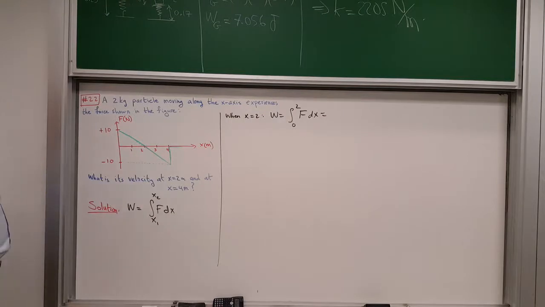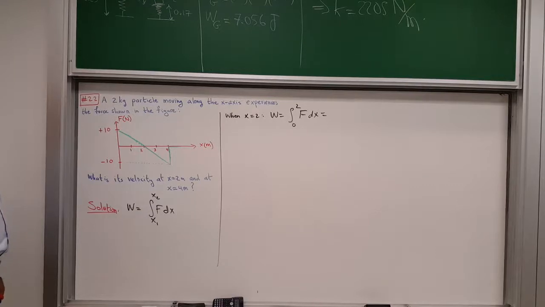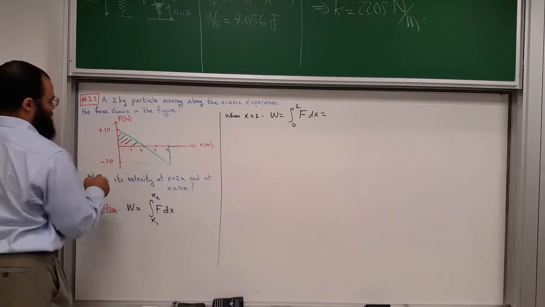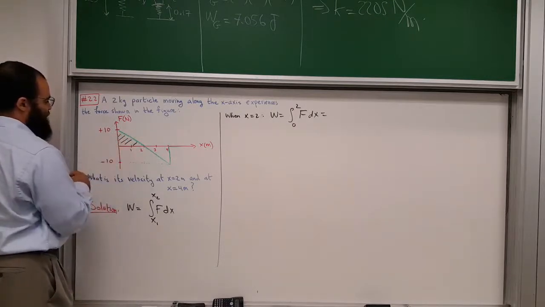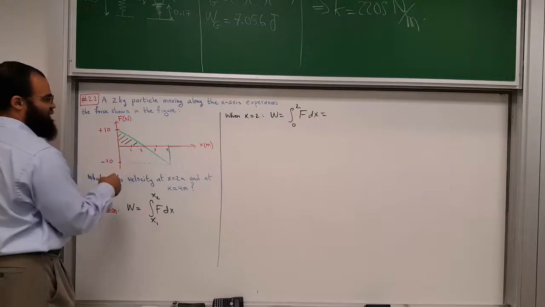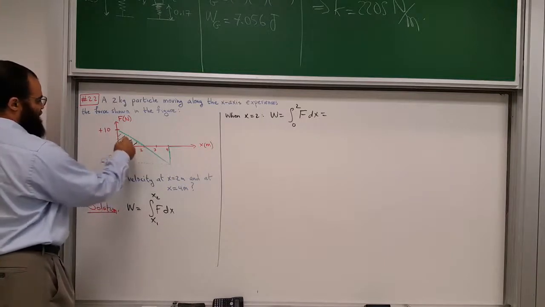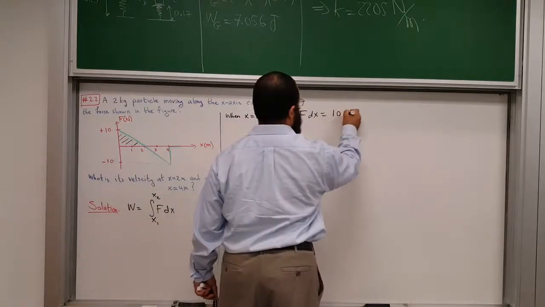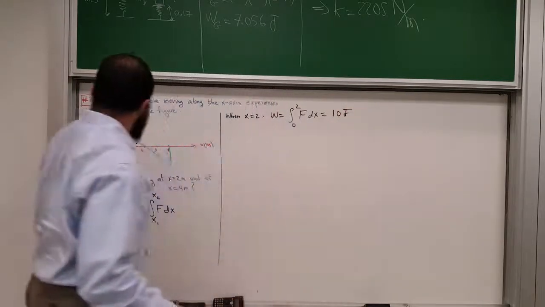Well, how much work have we done? It's the area, this area here. And what is that area? It's a triangle, so it's half the base times the height. Half the base is 1 times the height is 10, so you get 10. So 10 joules of work have been done. And I think I'm missing something.